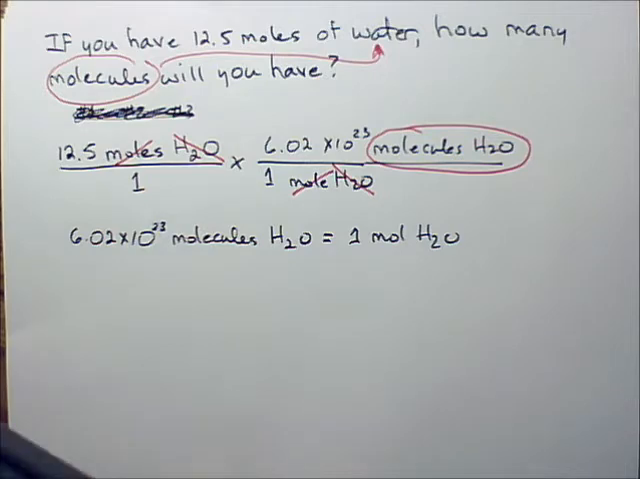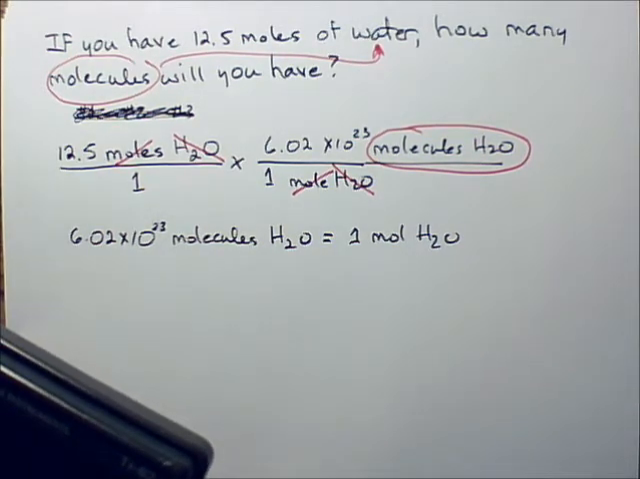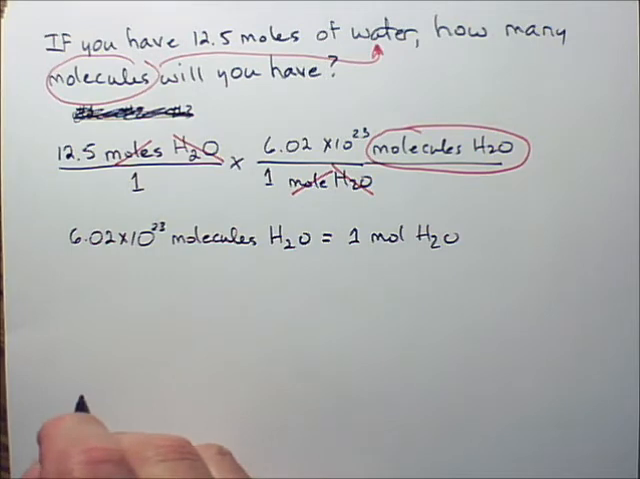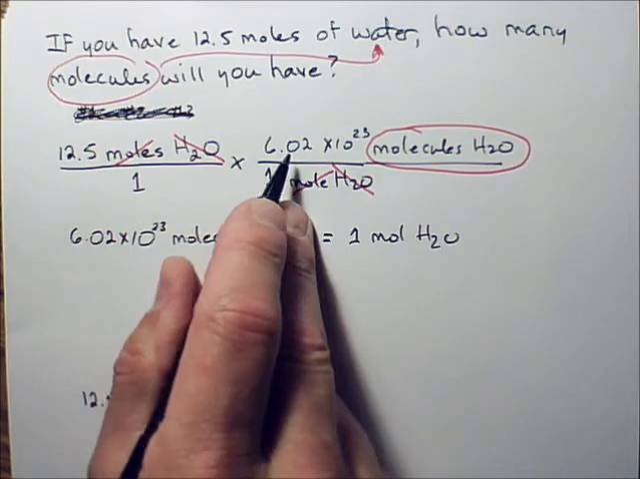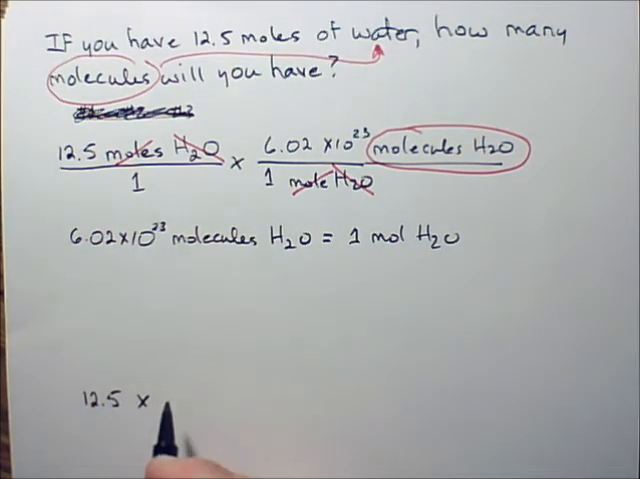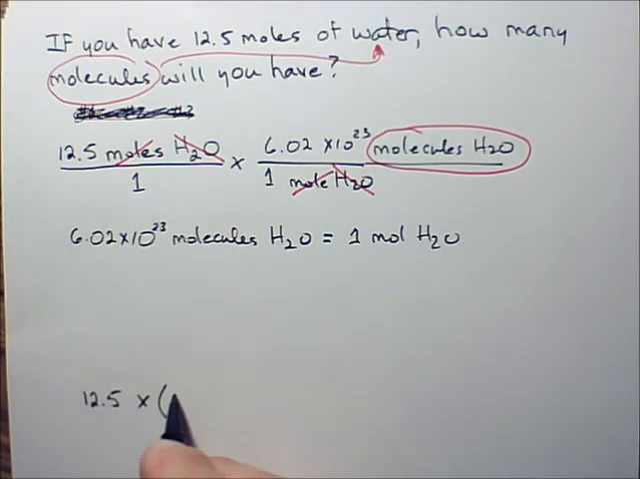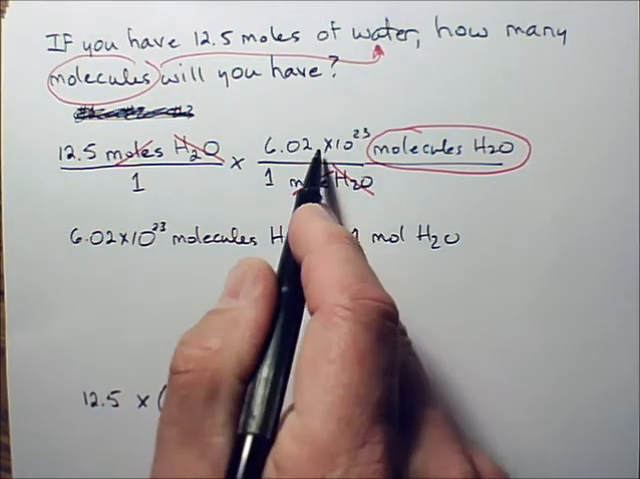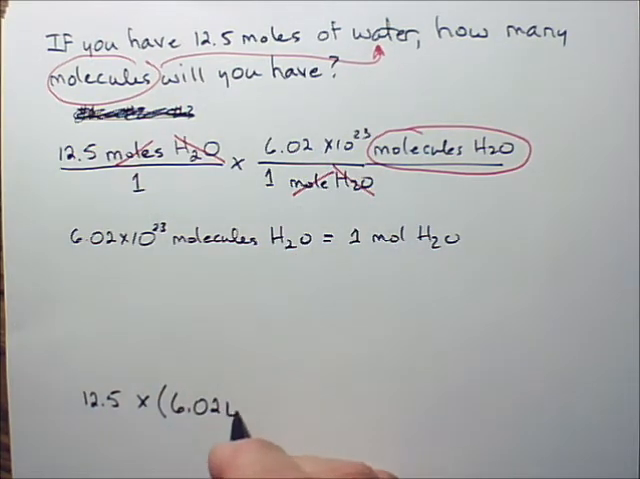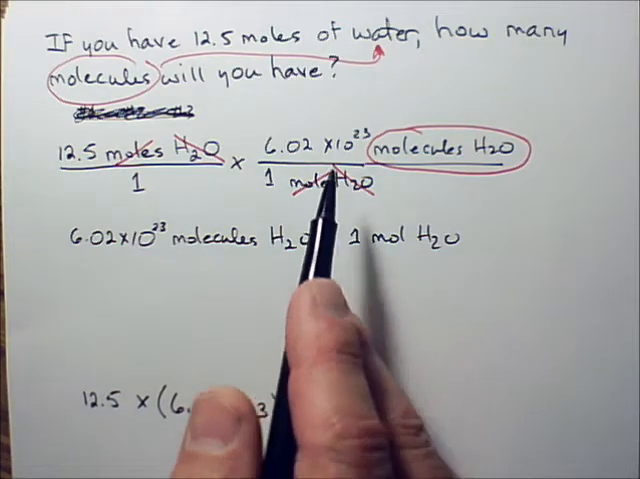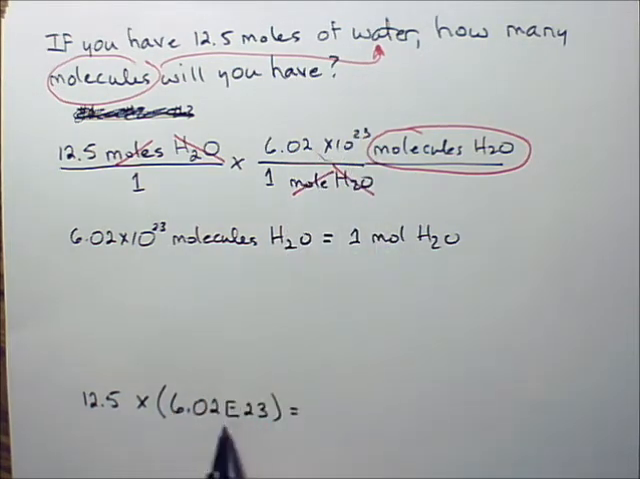Now we're going to put it in the calculator. I'm going to take 12.5 and I'm going to multiply. This is across the top. It's not top and bottom here, it's across the top. Those multiply. Put this in parentheses. 6.02. Remember, this part can be written as E23. And then hit your equals or enter button. 10 times 10 to the 23 is the same thing as E23.